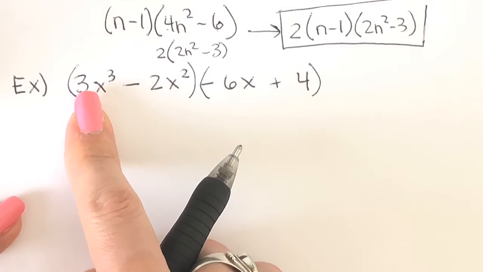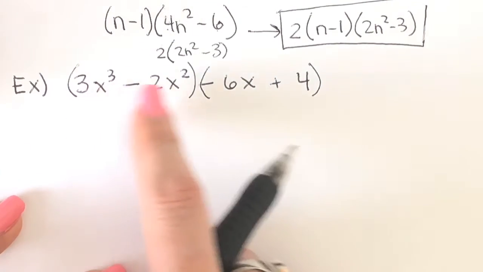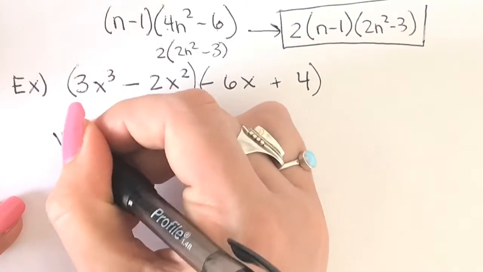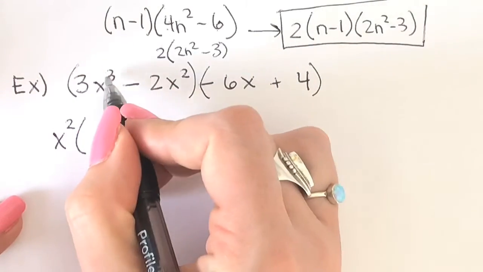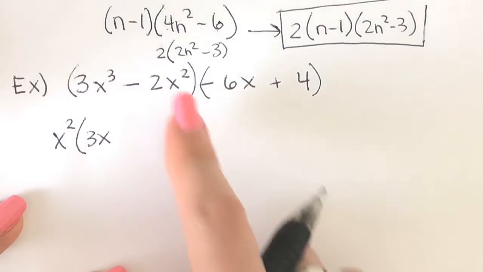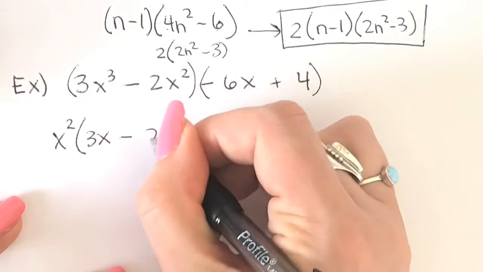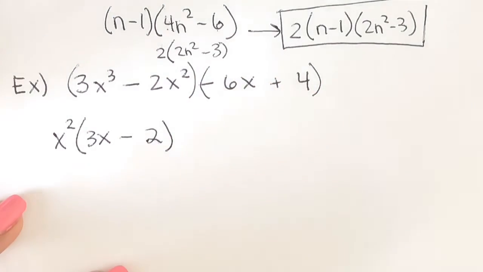So then of the first group, 3 and 2 don't have anything in common, but we can take 2x's out. So I'm going to take x squared away. If I take 2x's away from this, I'm left with 3 and 1x. If I take 2x's away from this guy, I'm left with a minus 2. So there's the first group.